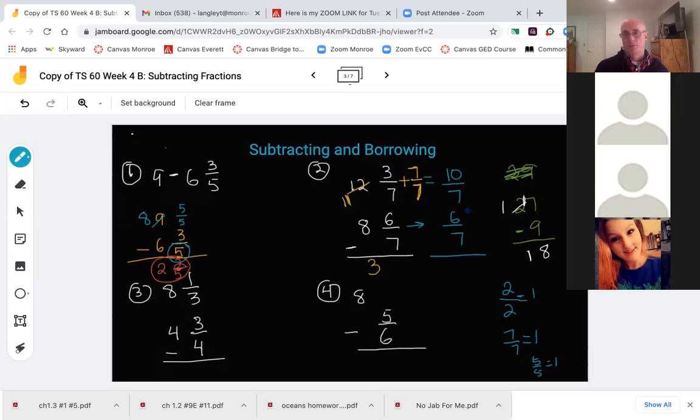Same denominator. I'm ready to subtract. Put a 7 down here. 6 from 7 is 4. Last question. Can this reduce? No. Circle my answer. Okay. I'm going to give you a moment to copy that.